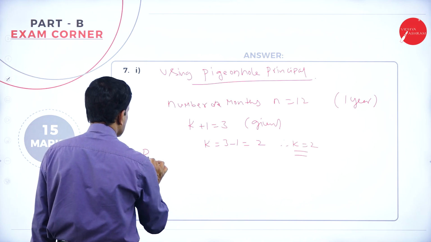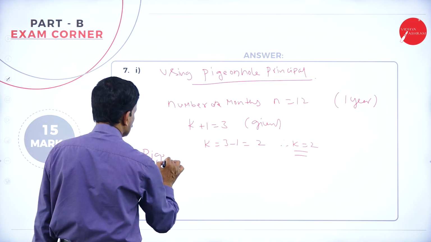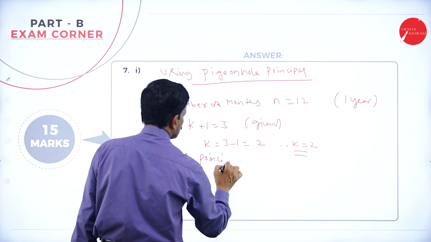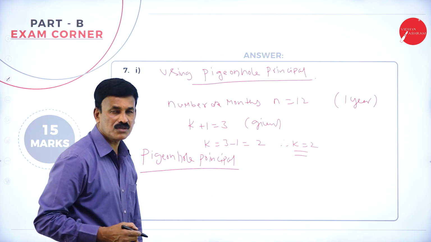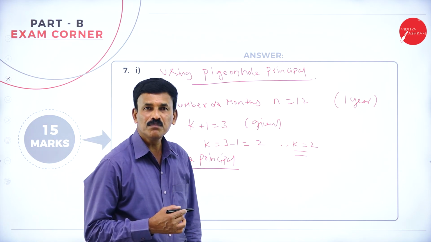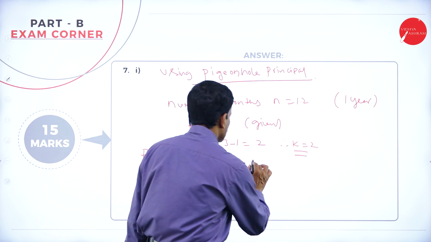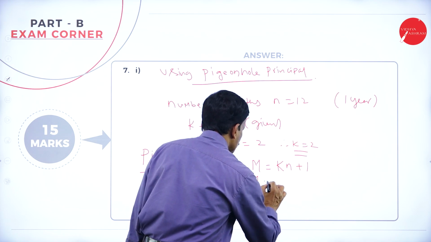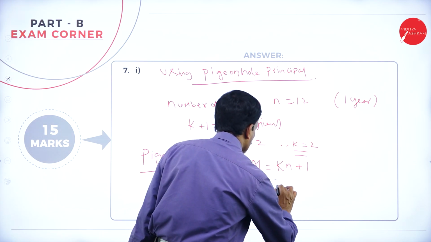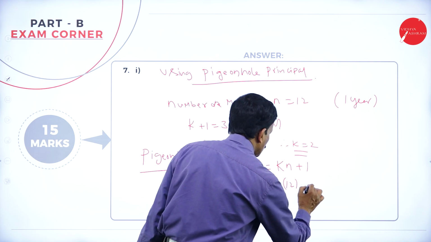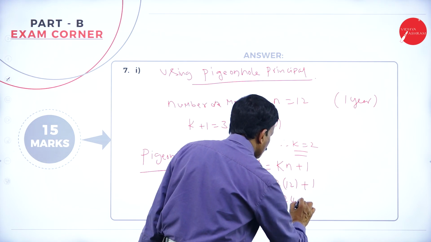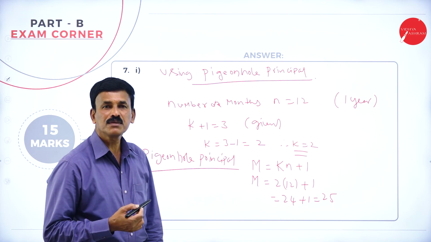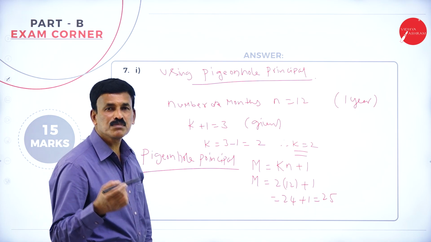Now from the pigeonhole principle, what is the formula we are going to use? M is equal to kn plus 1. Substituting the value of k, which is 2, and n is 12, we get 2 into 12 plus 1. 12 2s are 24, plus 1, that's equal to 25. M is equal to 25. So the number of students in the class must be 25.